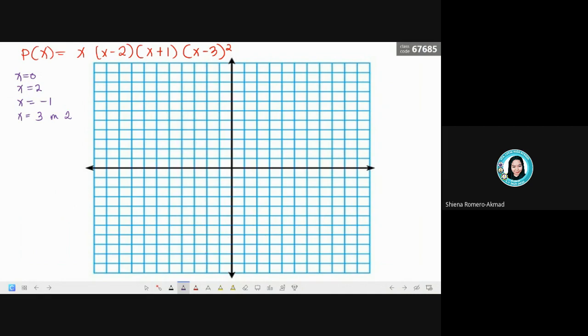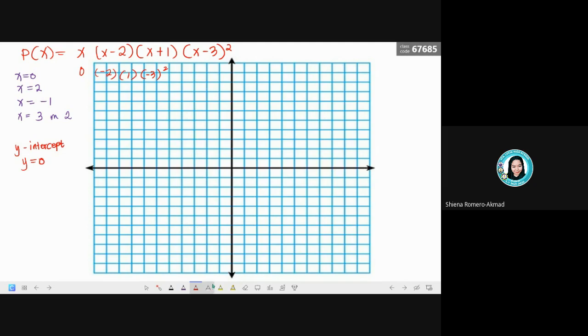Let us find first the y-intercept. So y-intercept is 0. Kung 0 to, pag minultiply natin yan lahat, times 0, 0 na. So y is 0. Kasi ito magiging 0. 0 times 0 minus 2 times 1 times 3. Negative 3 pala. Squared. O, di ba? Magiging 0 na yan lahat.